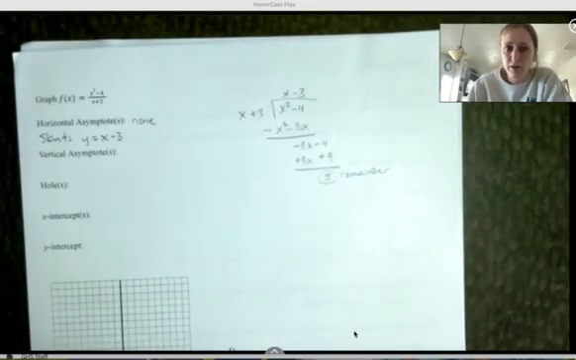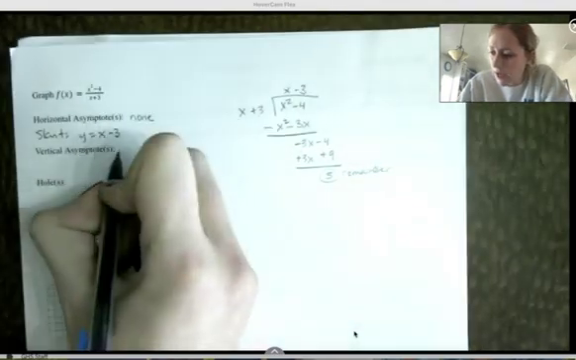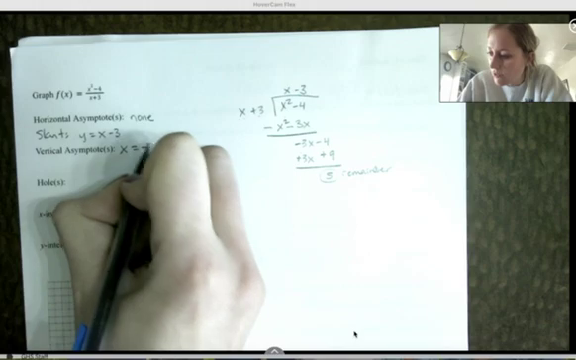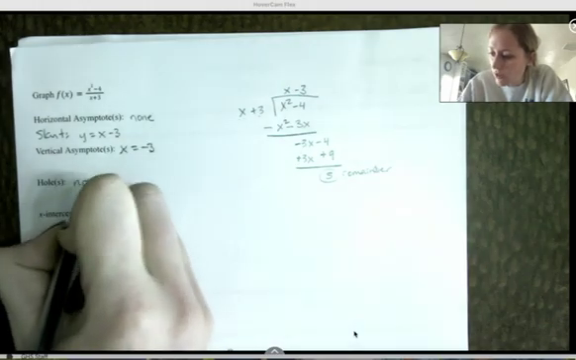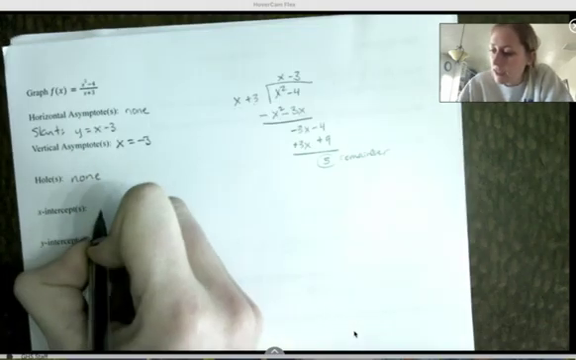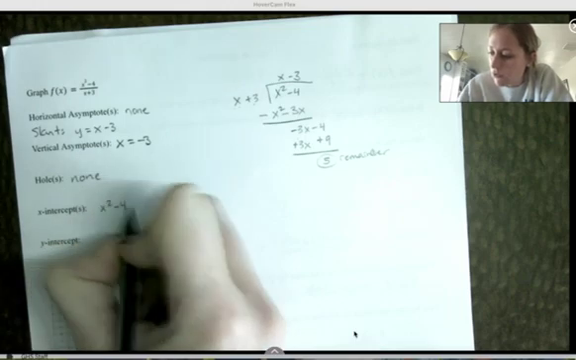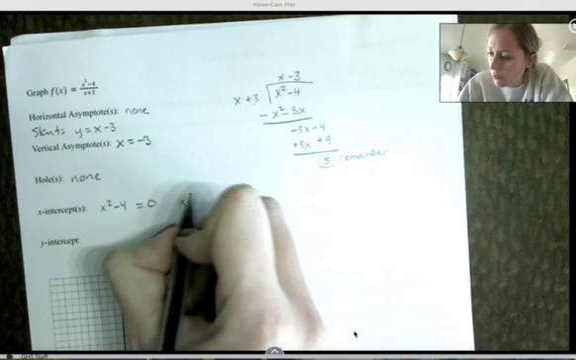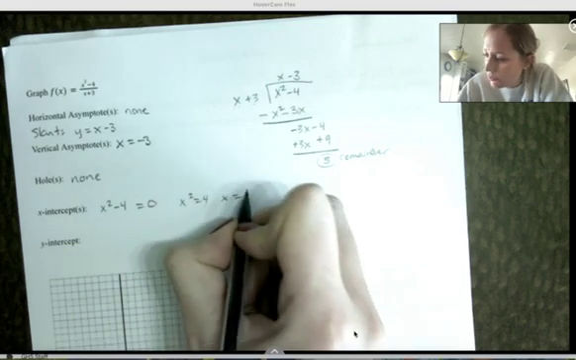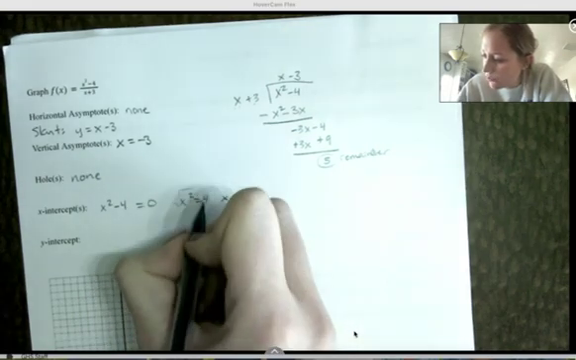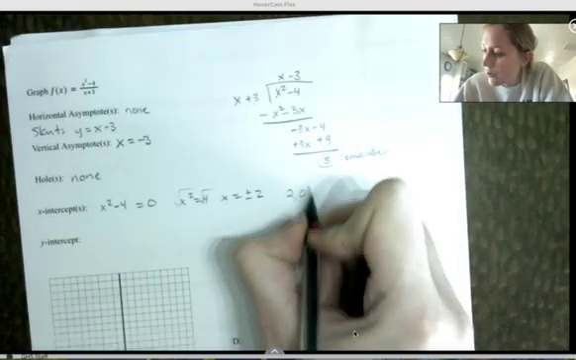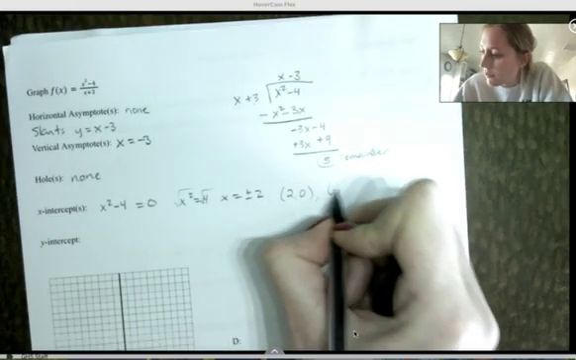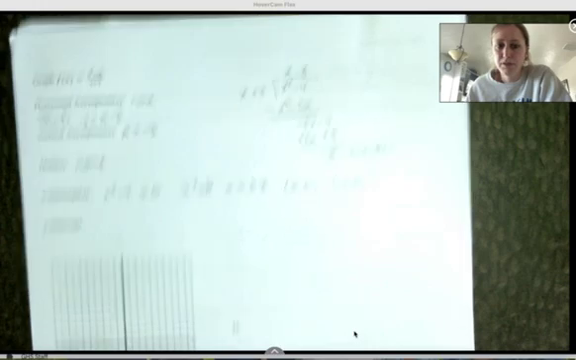Okay, vertical asymptote, we're going to have x equals negative 3. Holes, there are none because there's no common factors. X-intercept, x squared minus 4 equals 0. So x squared equals 4. X equals plus or minus 2 when I take the square root. So 2, 0, and negative 2, 0 are my x-intercepts.